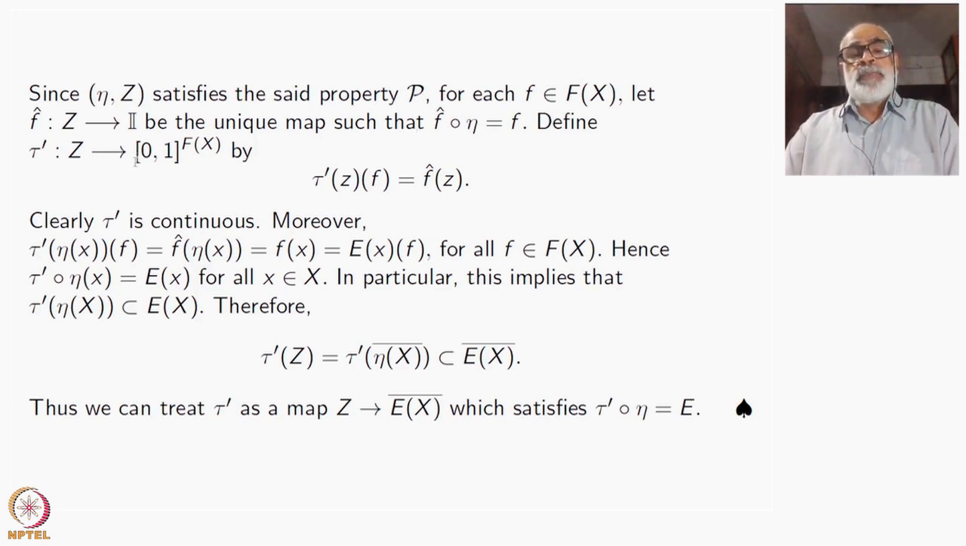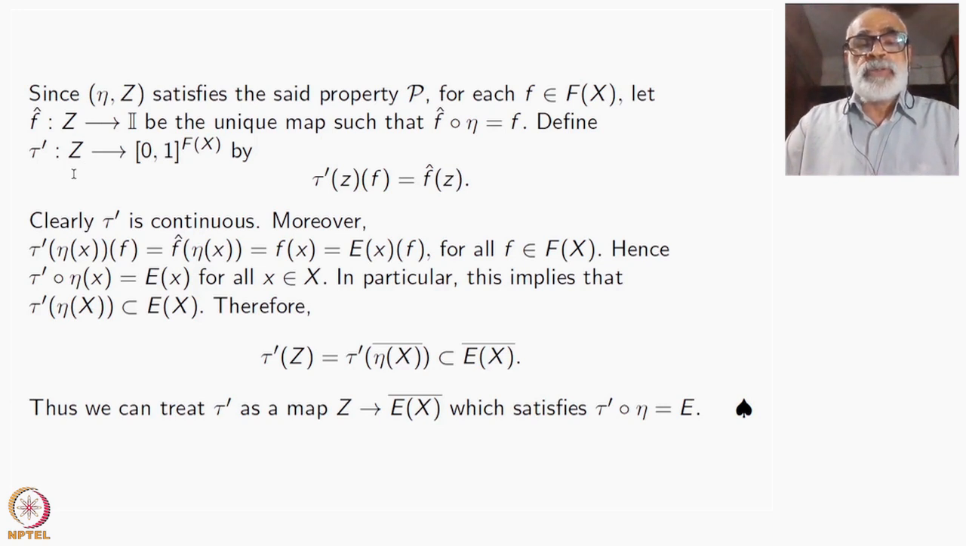Once you have this, define tau prime from z to the product space [0, 1] raised to fx by the formula: tau prime of z is that element which has its fth coordinate equal to f hat of z. So tau prime of z is defined by this equation. For each f, tau prime of z at f is f hat of z. So that defines a point here for each z.